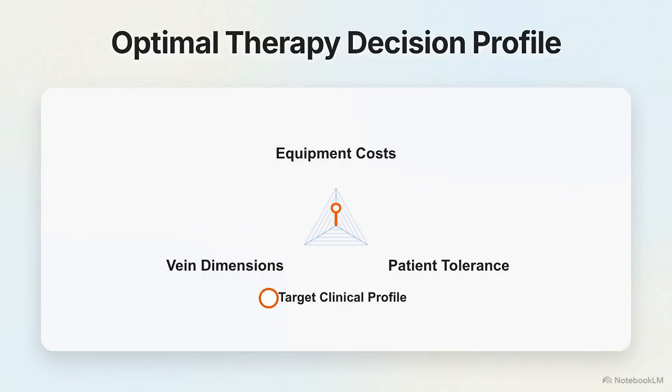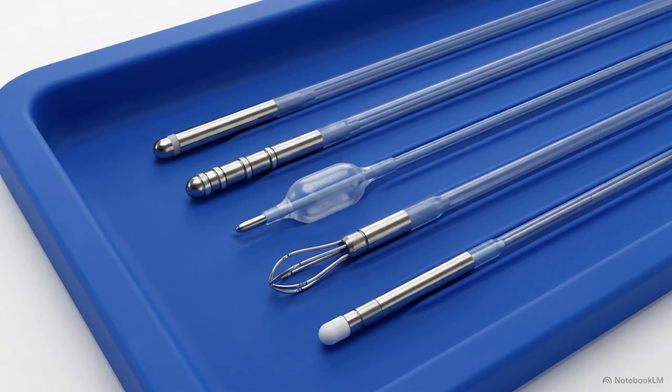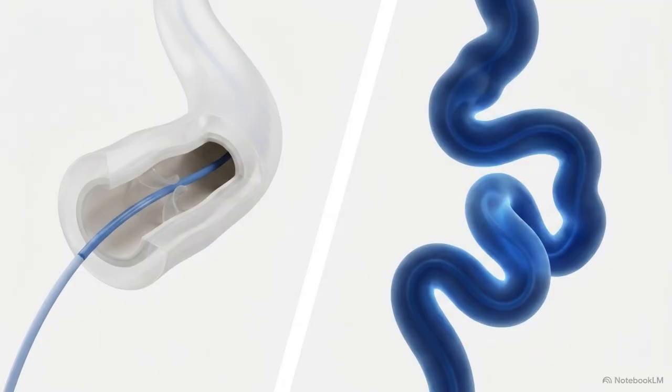They weigh the hard healthcare costs of the equipment against the required patient tolerance and the specific physical dimensions of the vein. There is no single perfect tool for superficial venous incompetence. Clinical mastery is achieved by precisely matching the specific physical mechanism of your therapy to the exact anatomical constraints of your patient.